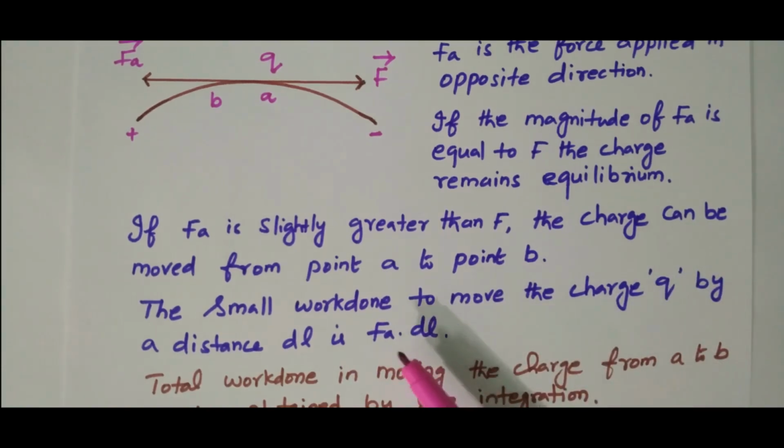Very simple. So we are applying the force Fa. The charge is moving from one place to another place. That is called dl. So Fa dot dl is nothing but the work done on the charge. Fa dot dl. Right?